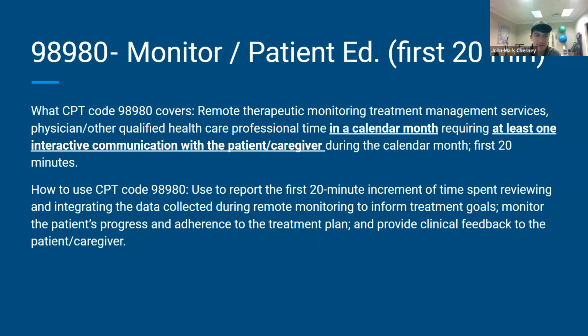98980, like we're talking about, this is your first time-based code. So this is as you're accumulating time, monitoring the patient and talking about their home exercise programs, getting in the app, adjusting the program. All this time you can count towards this code. And this is, again, based off of the calendar month. If a patient has zero compliance and never checks off an exercise, you can still bill for this code because there's no adherence tied to this code here.